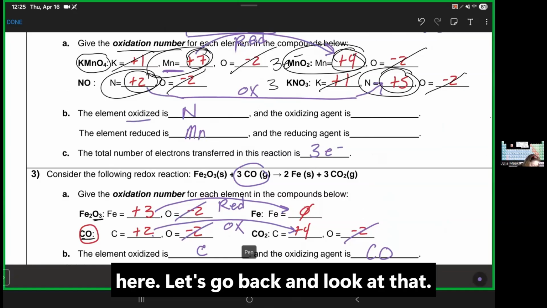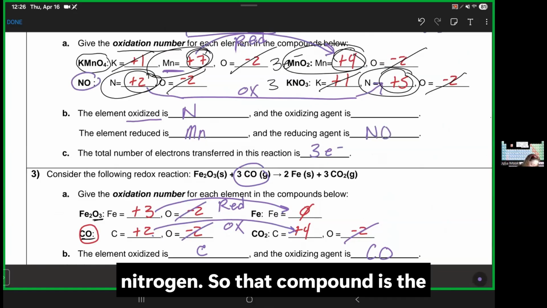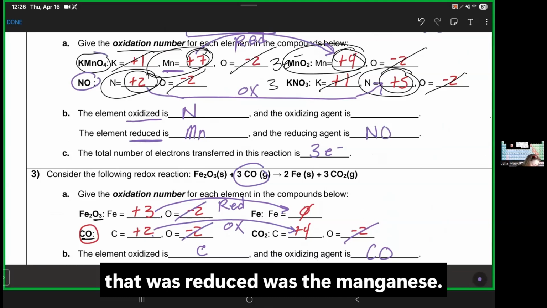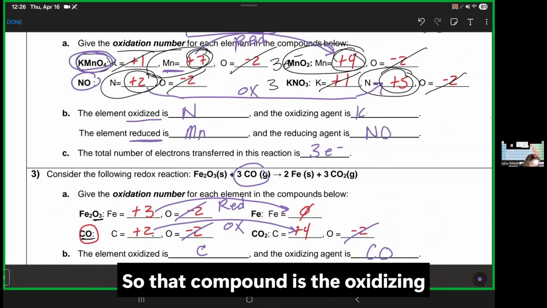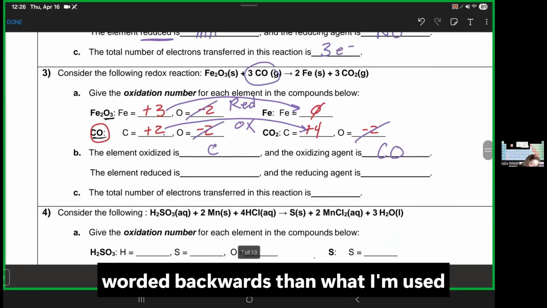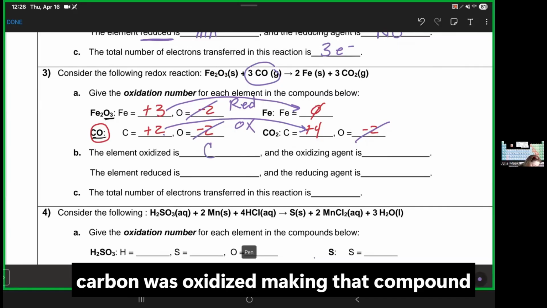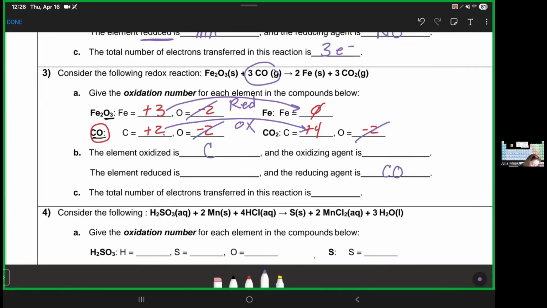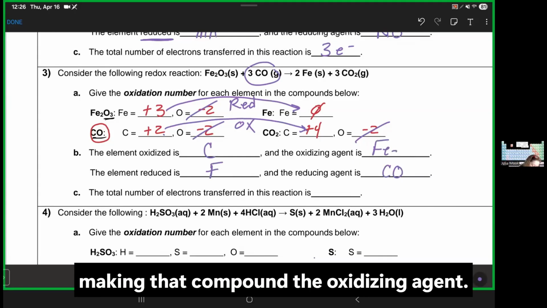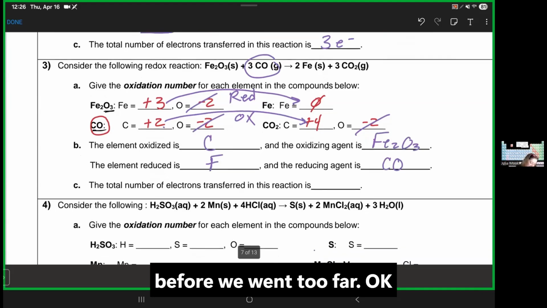So the element that was oxidized was nitrogen. So that compound is the reducing agent. The element that was reduced was the manganese. So that compound is the oxidizing agent. Whew, that was worded backwards than what I'm used to. Okay, so we said our carbon was oxidized, making that compound the reducing agent. My element reduced was the iron, making that compound the oxidizing agent. Ooh, I'm glad I caught that before we went too far.